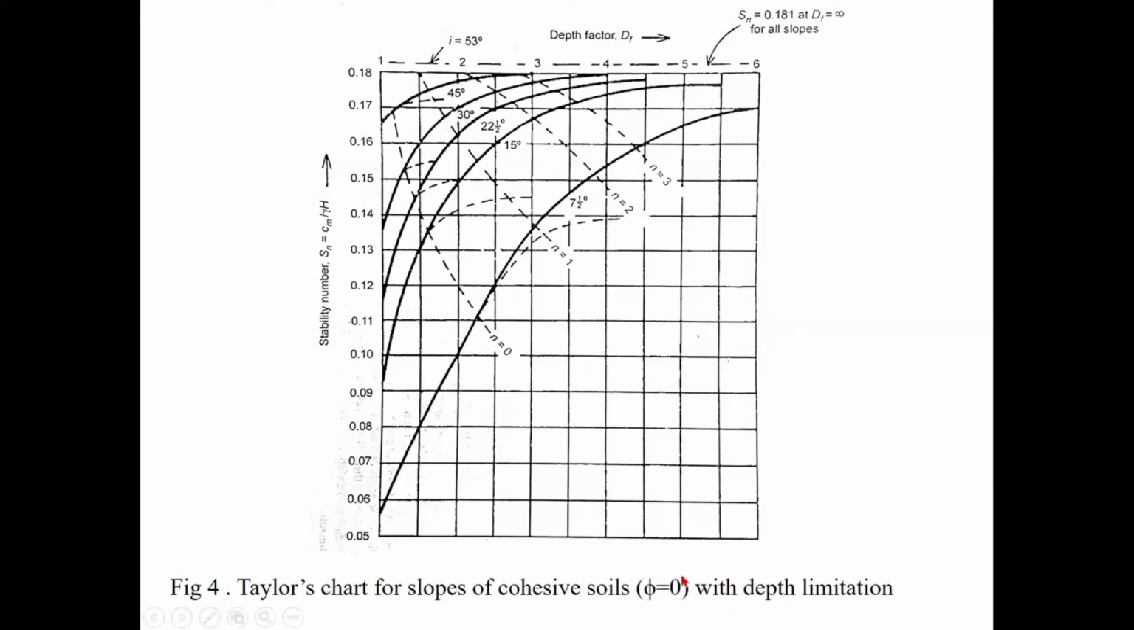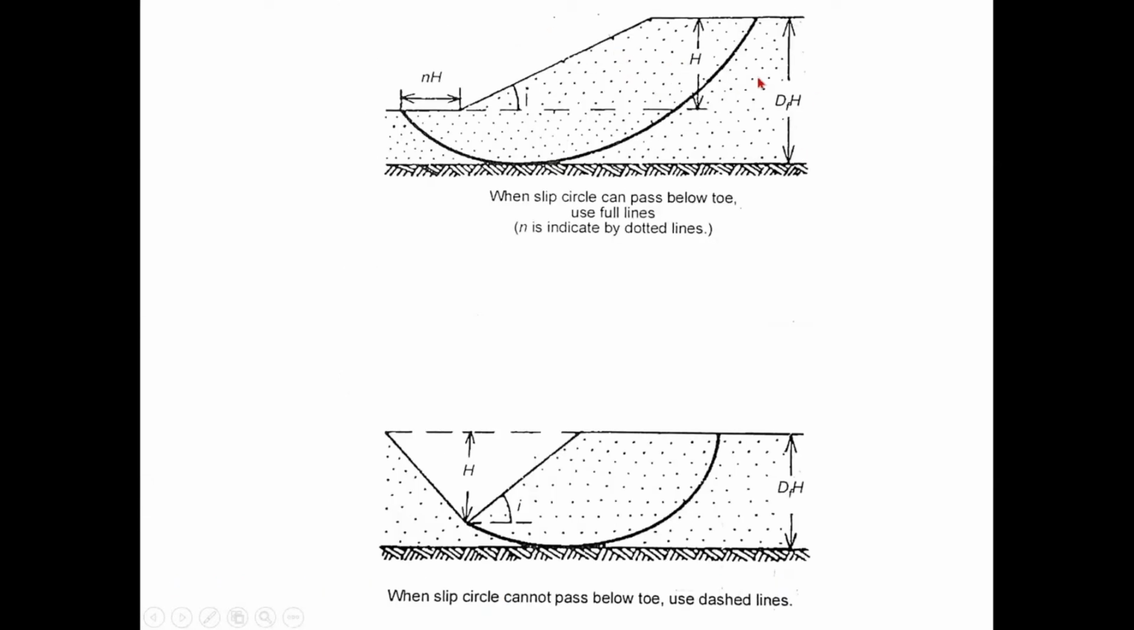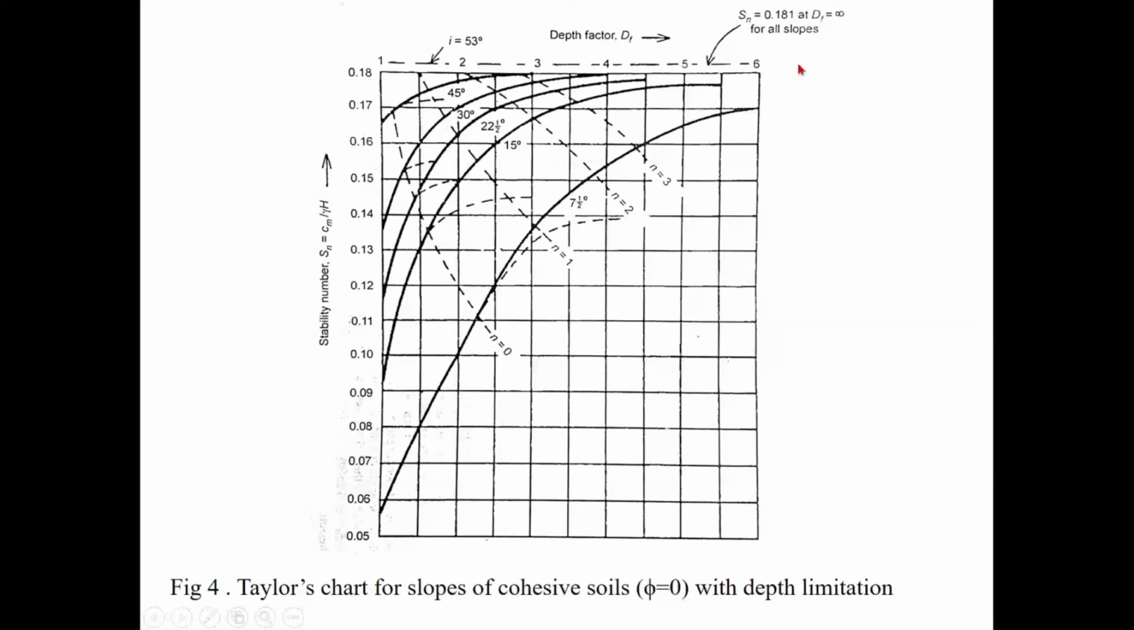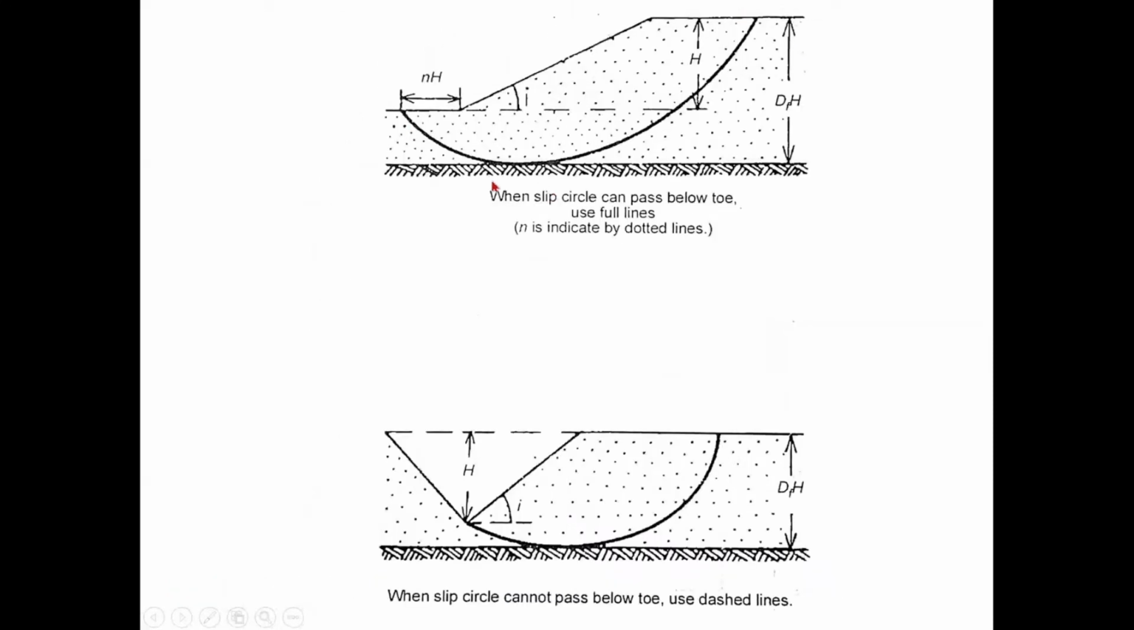So if it is a purely cohesive soil, then we have to take into consideration this depth factor df, where df is equal to d by h. So if we have a hard strata underneath a soil like this, then you have a stronger soil beneath and a weaker soil above. So there is a chance for base failure, right? We saw this. The slope angle is i, and the critical failure surface is going to intersect some point in front of the toe at a distance n times h.